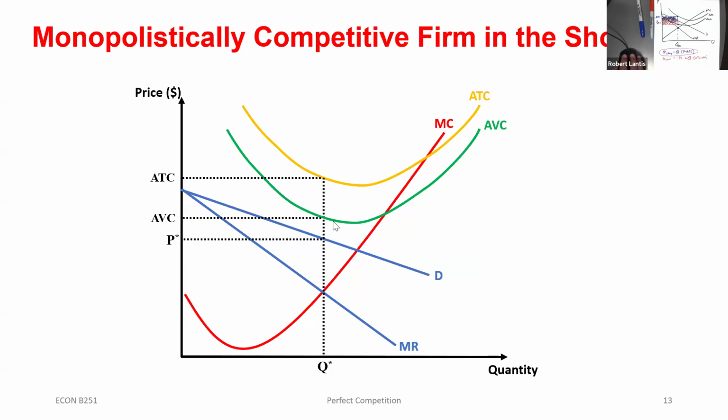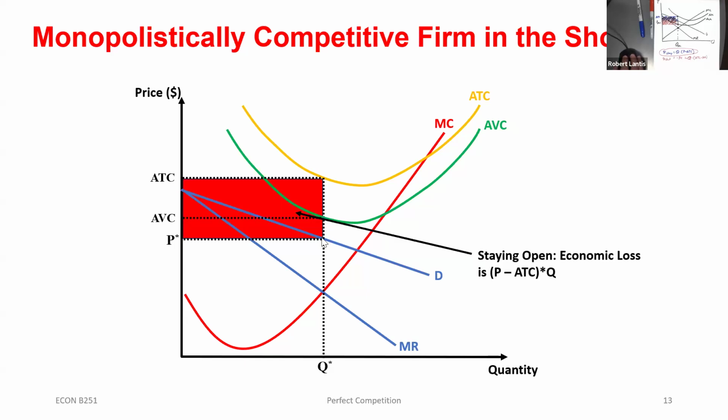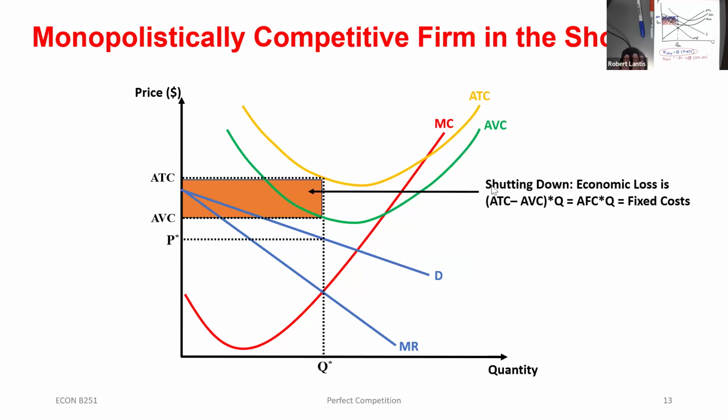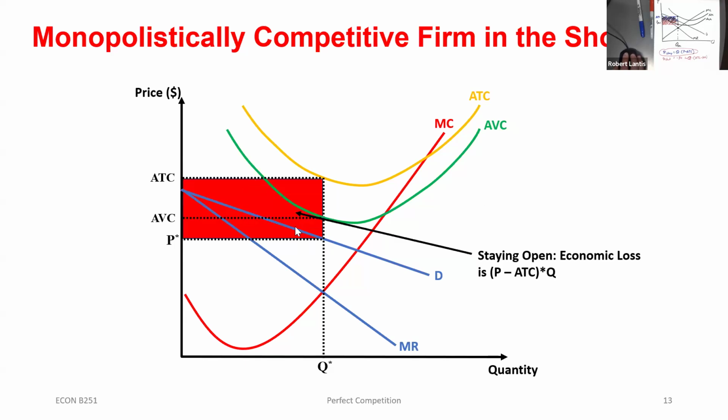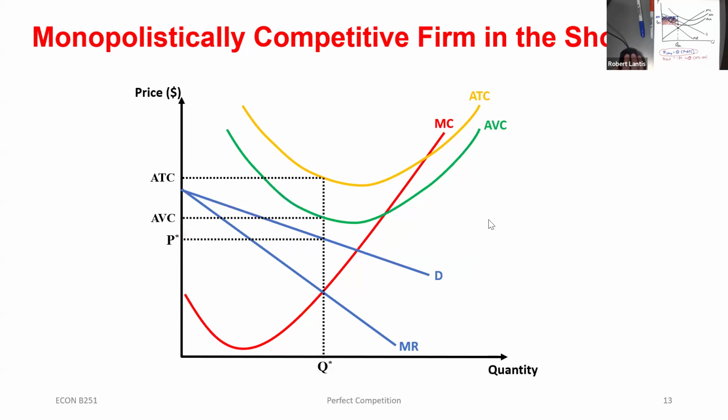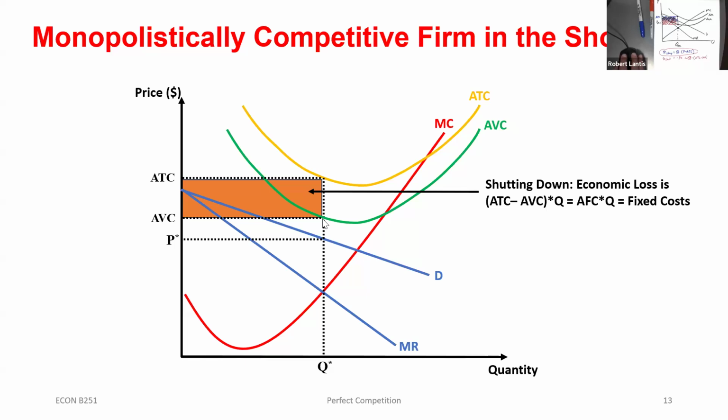But you kind of think about if the price ever is below average variable, if I stay open, my profits are this entire area. If I shut down, we said fixed costs are just the average fixed cost times quantity. What is my average fixed? Difference between average total and average variable. So here, notice my loss if I shut down is a smaller area than my loss if I stay open. So anytime price falls below that average variable cost, the firm is better off just shutting down.